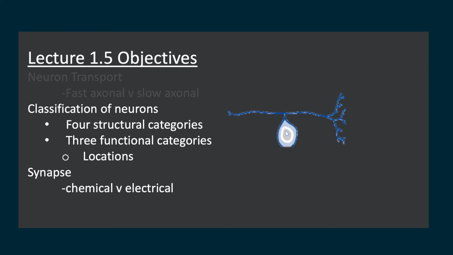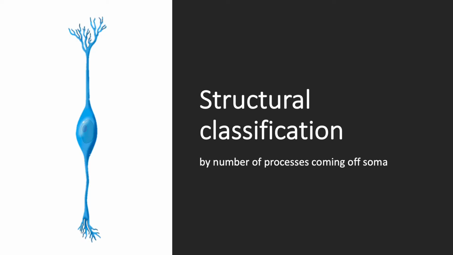Now let's turn to the classification of neurons. So the first thing we'll do is visit the structural categories, and then we'll apply some of that structural knowledge and revisit our functional categories. First, we'll start with structural classification. And this is as easy as counting the number of processes that are coming off of the soma, or the cell body. So for example, this one has 2 processes.